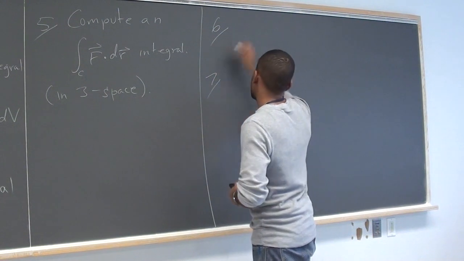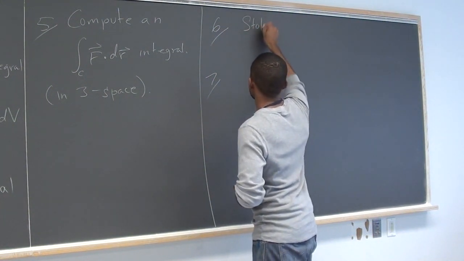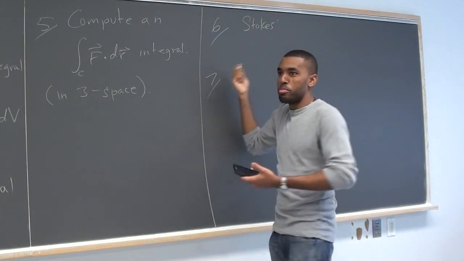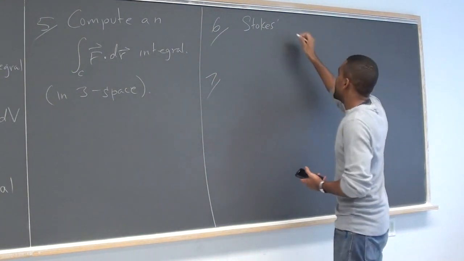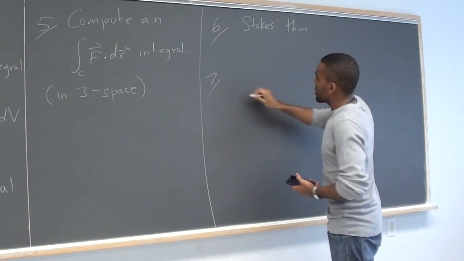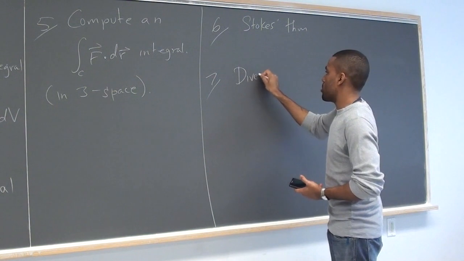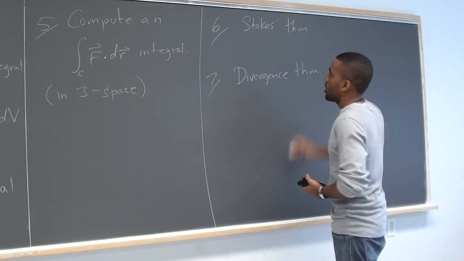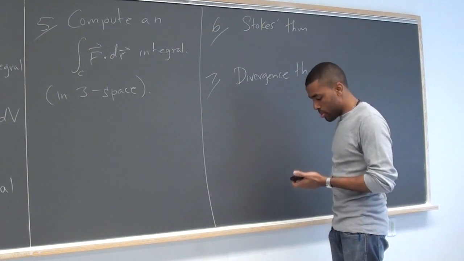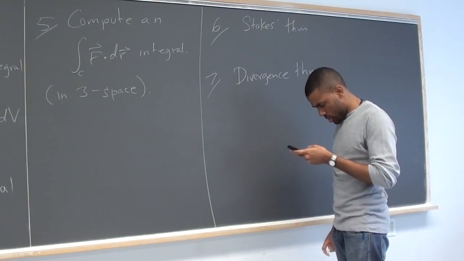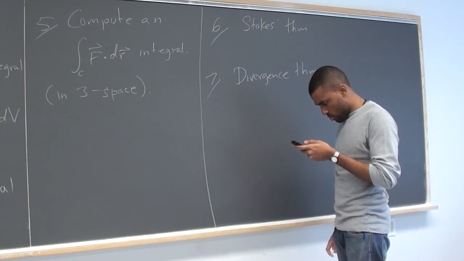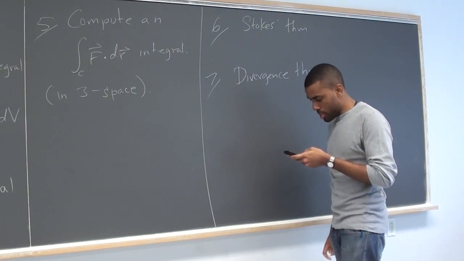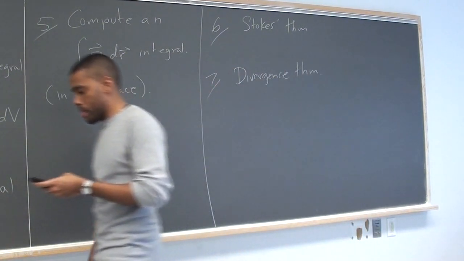6 and 7 will be a Stokes theorem problem and a divergence theorem problem. We haven't learned that yet. I know. That's what makes them bonus. How much will they be worth? I believe I made them 10 points each. So it's possible to get 120 points on this exam.